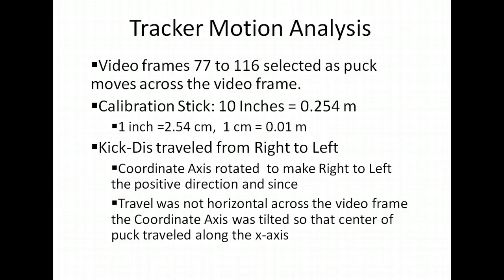The calibration stick was 10 inches or 0.254 meters, and the kick disc traveled from right to left, so the coordinate axis was rotated to make right to left the positive direction. And since the travel was not horizontal across the video frame, I rotated the axis so that the center of the disc always followed the axis line.